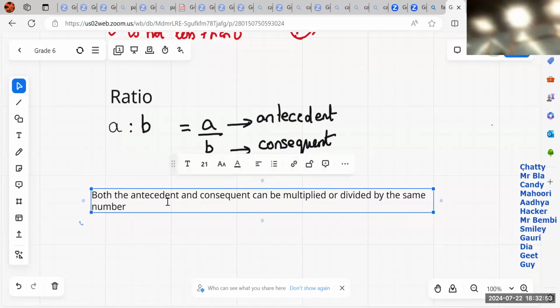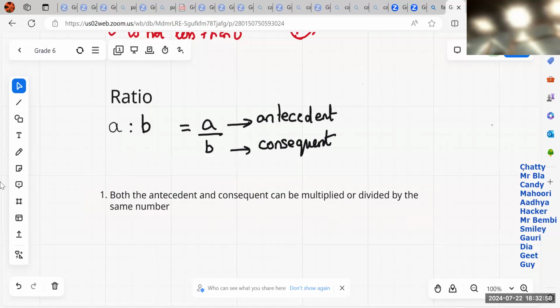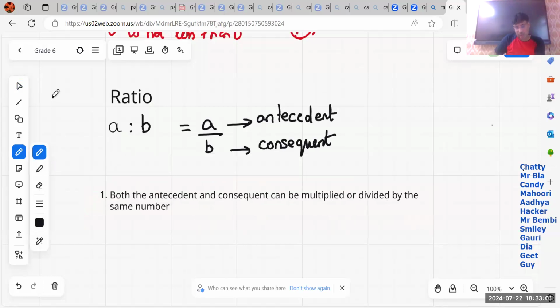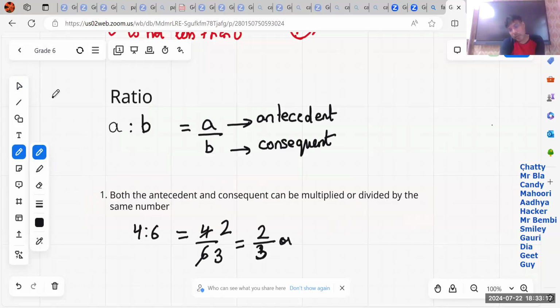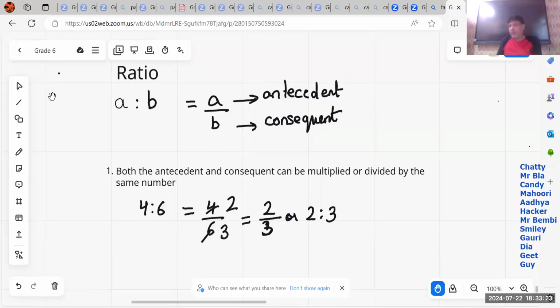But in the definition, it said a comparison by division. I will tell you what I mean. Suppose my number is 4:6. That can be written as 4/6. So I can divide both terms by 2 and 2. I will get 2/3, or 2:3. So basically, I can simplify or multiply the antecedent and consequent by any same number, just like fractions.